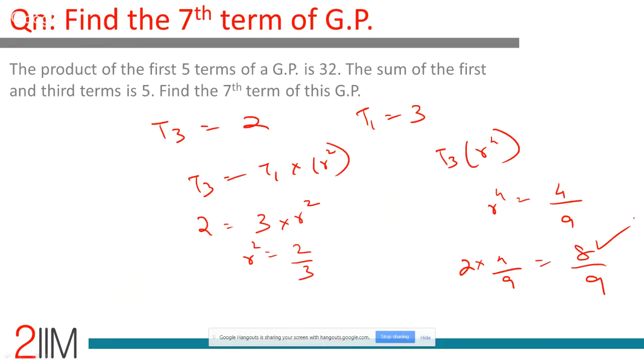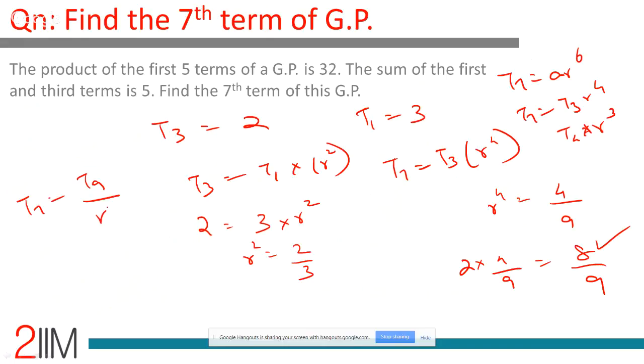We know this 7th term. You don't have to think of T7 as a r power 6. T7 is T3 into r power 4. It is T4 into r cube. T7 is T9 by r square. T7 is T6 into r. Any geometric progression can be woven around any term, and then you keep multiplying by r, or dividing by r to find previous terms.